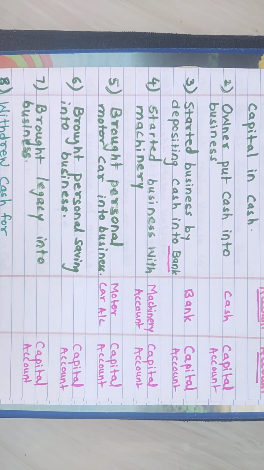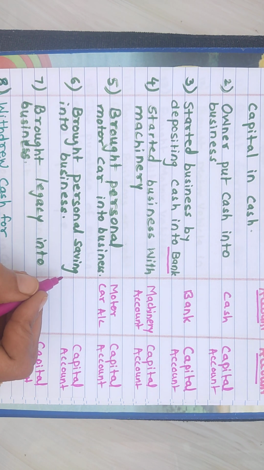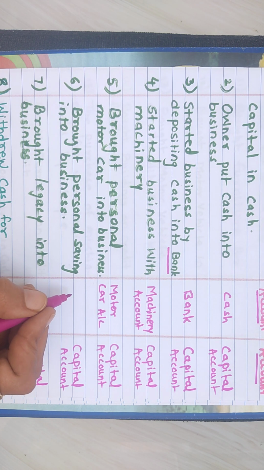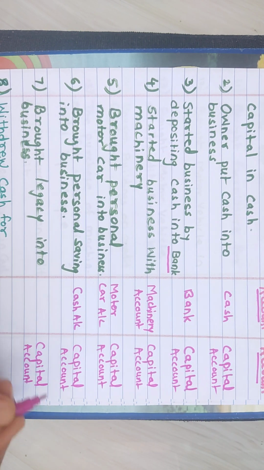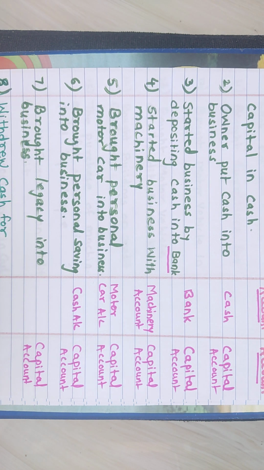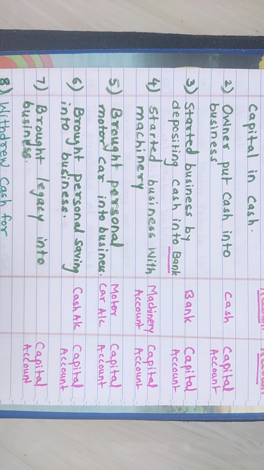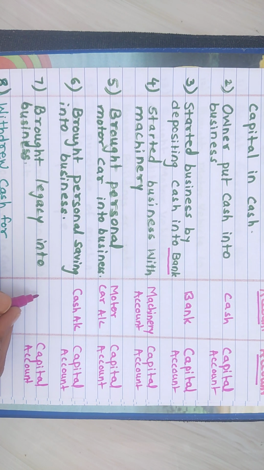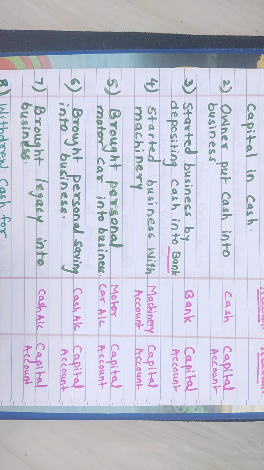Now the sixth one, brought personal saving into the business. So the proprietor brings his personal saving into the business. So again cash account will be debited and capital account will be credited. Brought legacy into the business. See, the owner, proprietor might receive a legacy. So that legacy, that cash, he invested into the business. So here again, which account will be debited? Cash account will be debited.